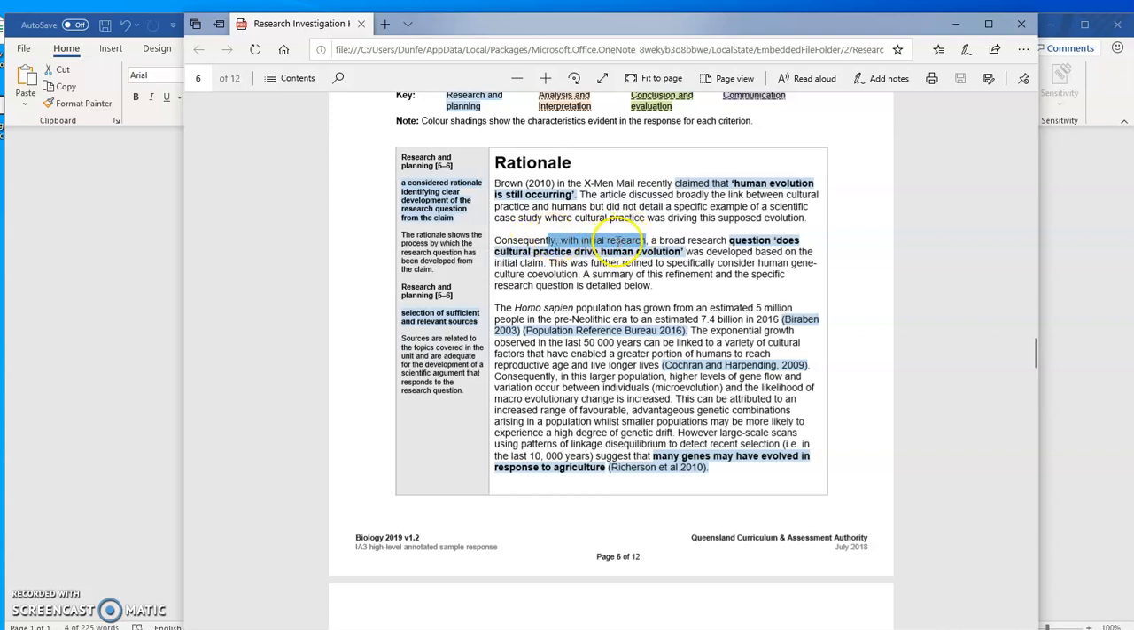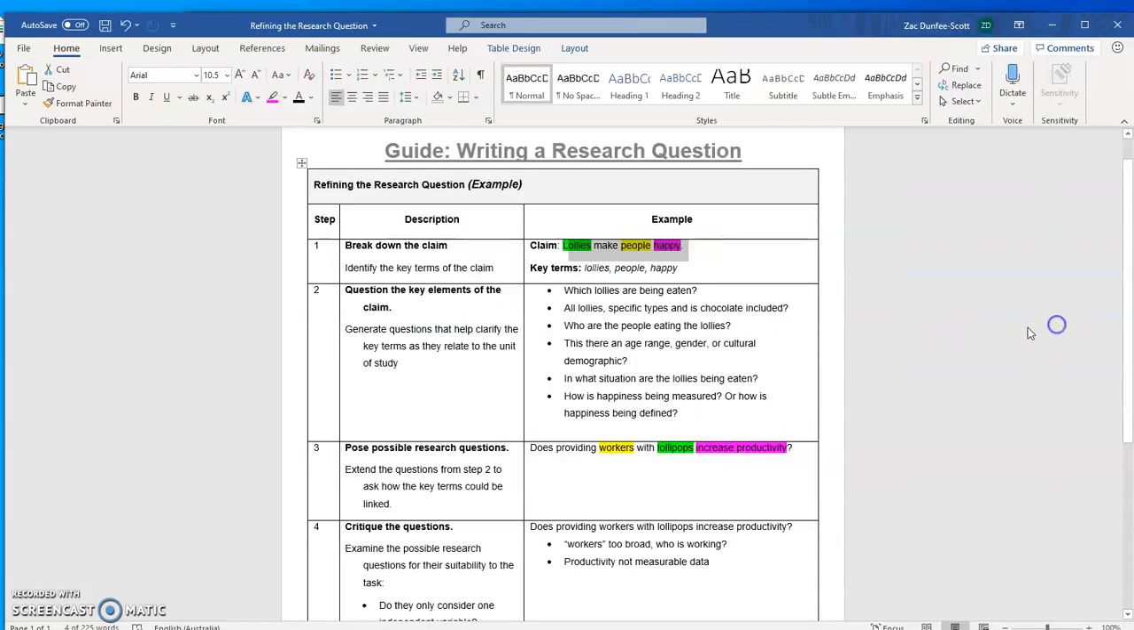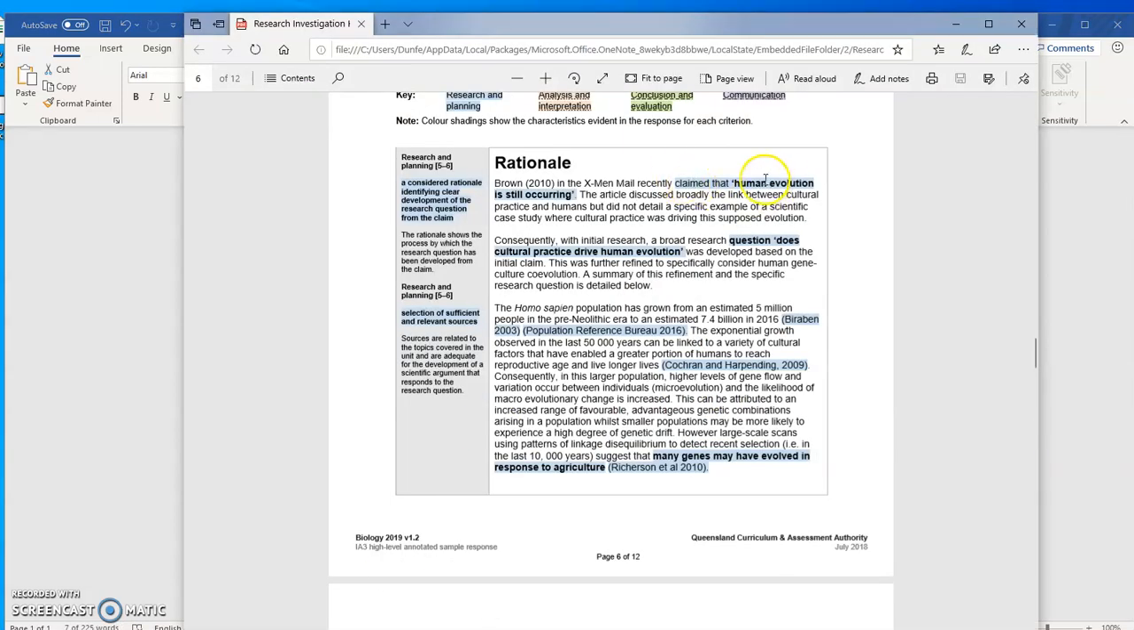So again, initial research. You don't just research once. You have to keep compounding on the stuff that you're finding. It's a process. They've done some initial research, and they've found the question: does cultural practice drive human evolution? That's this thing here. That's their first question. So they've clearly, in this example here, broken down human evolution and still occurring, and they've got to, does cultural practice drive human evolution?